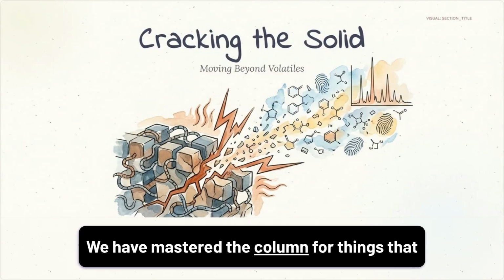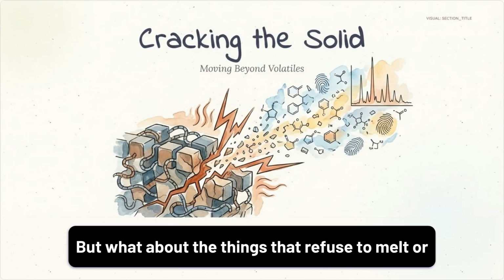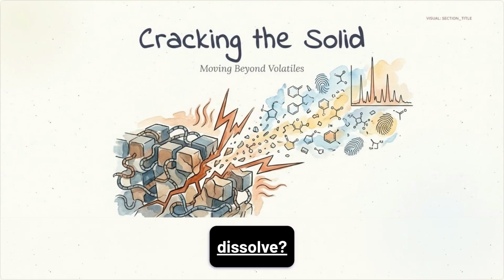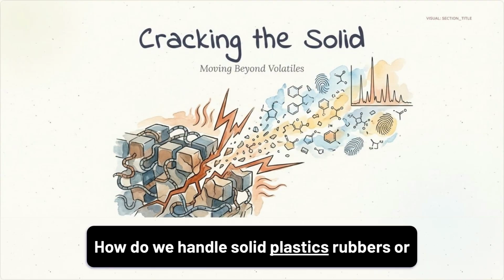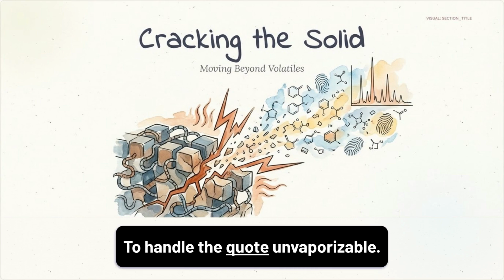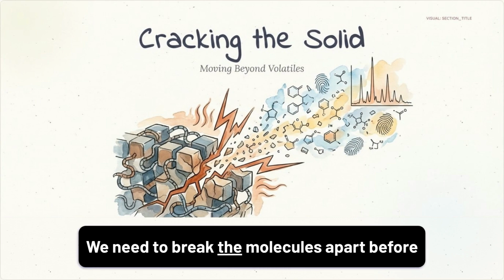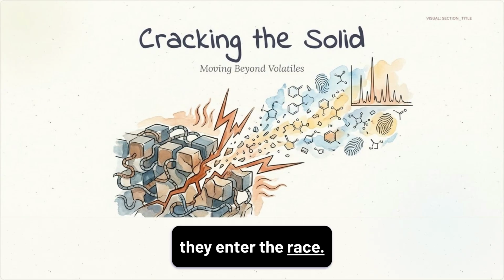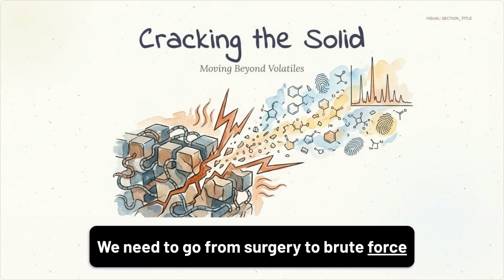We have mastered the column for things that turn into gas easily. But what about the things that refuse to melt or dissolve? How do we handle solid plastics, rubbers, or polymers that would break a traditional injector? To handle the, quote, unvaporizable, we need to break the molecules apart before they enter the race. We need to go from surgery to brute force destruction.